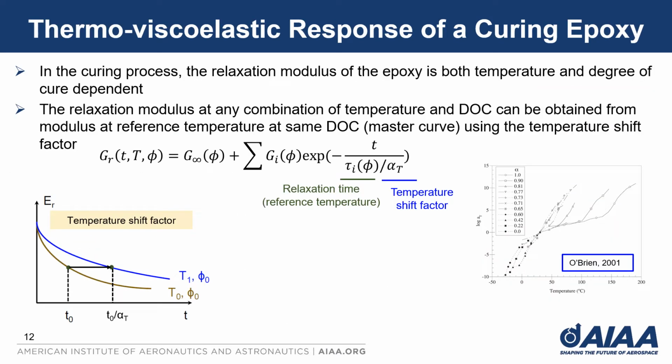In the heat transfer analysis, the resin-specific heat and thermal conductivity, and henceforth the relaxation modulus, are dependent on the degree of cure, time, and temperature. O'Brien et al. developed the relaxation modulus for the E862W resin system as shown in the equation above, and we are able to obtain the relaxation modulus from the modulus at reference temperature using a temperature shift factor.